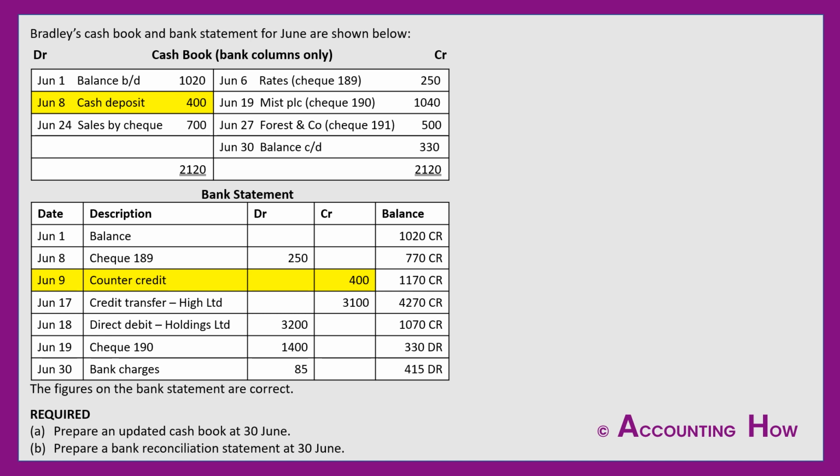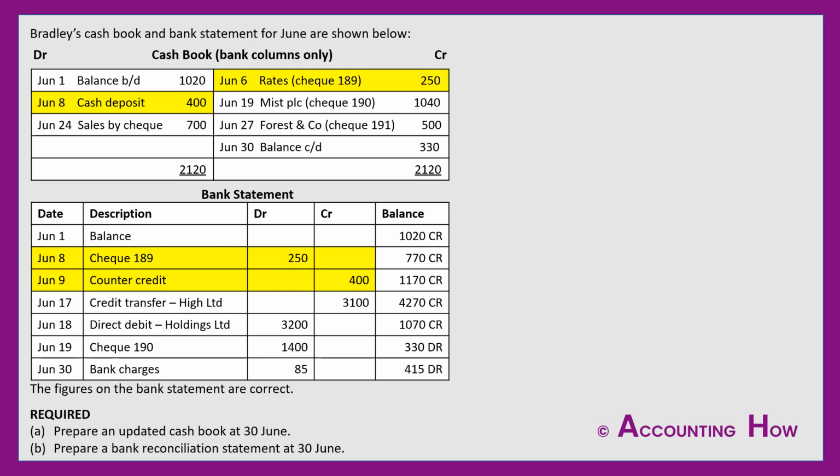The date is one day out. The narrative is slightly different. Well, that's because the bank's recording things from their point of view. So whilst Bradley's called it a cash deposit, the bank has called it a counter credit. And the date's one day out. It might have taken a day for the bank to process it. So when you're pairing things, be careful not to get too worried about the date and the narrative. The key thing is really to be looking at the amounts, but the dates and narrative should be fairly similar, fairly close together. So there's the first thing that both Bradley and the bank know about.